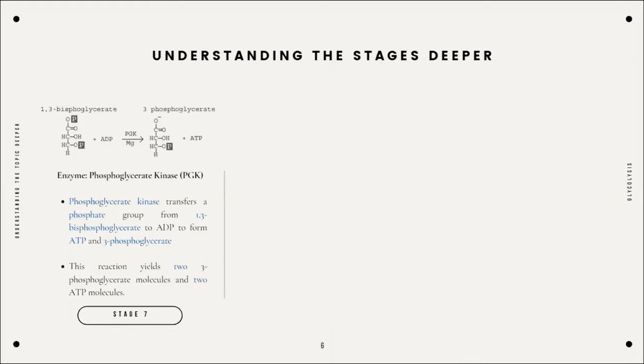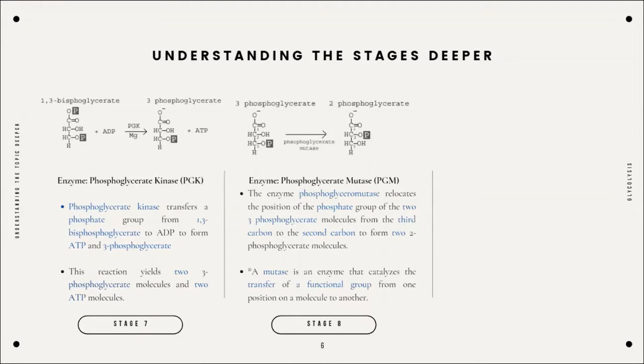In stage 7, the enzyme phosphoglycerate kinase transfers a phosphate group from 1,3-biphosphoglycerate to ADP to form ATP and 3-phosphoglycerate. This reaction yields 2 3-phosphoglycerate molecules and 2 ATP molecules. In stage 8, the enzyme phosphoglyceromutase relocates the position of the phosphate group of the 2 3-phosphoglycerate molecules from the third carbon to the second carbon to form 2 2-phosphoglycerate molecules.